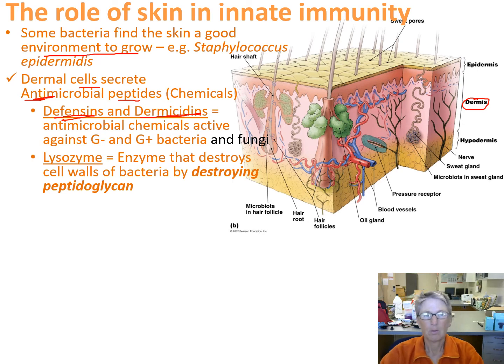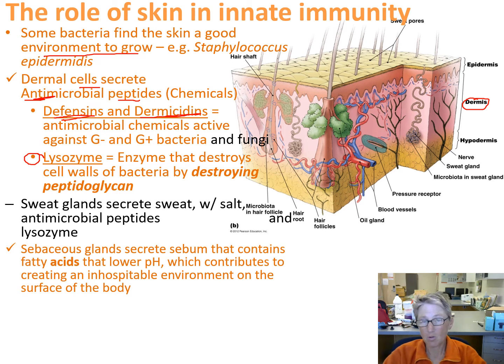There's another enzyme that these dermal cells secrete that's called lysozyme. And lysozyme can destroy the cell walls of bacteria by destroying the peptidoglycan that's in the cell walls of bacteria. So lysozyme is kind of important. It's in the skin, secreted by cells of the dermis. You also have it in your tears.